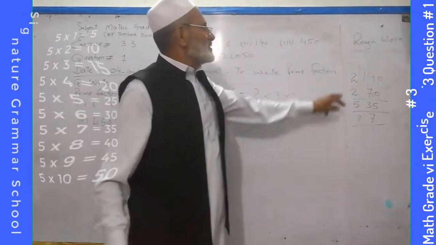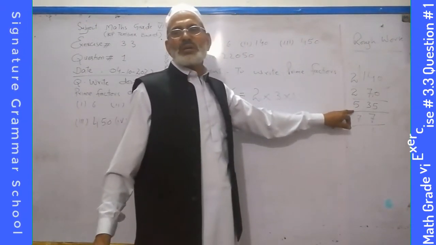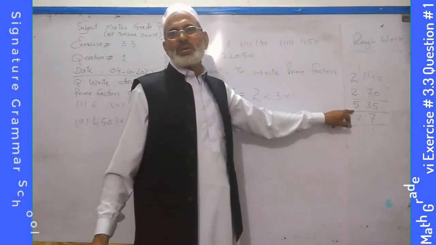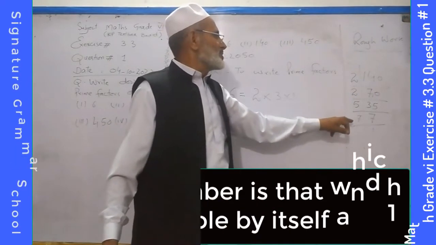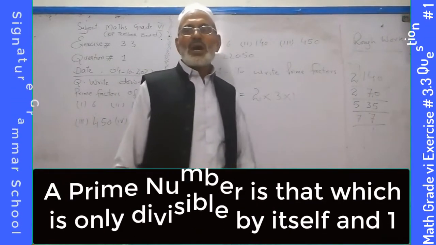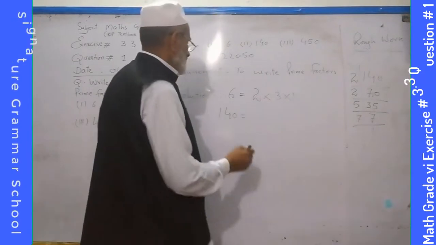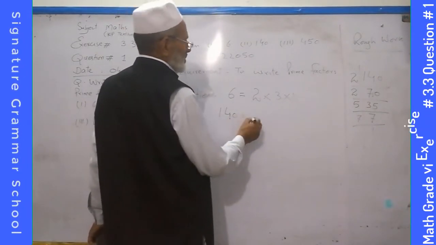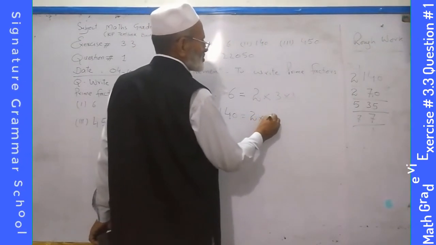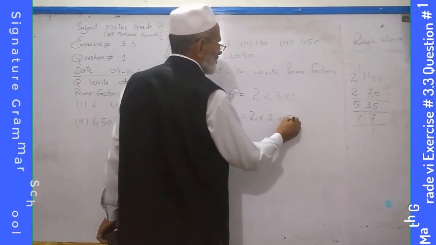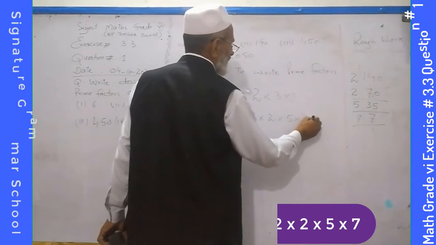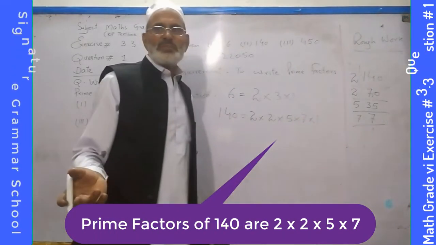Now all of these numbers can be divided by itself and by 1. Therefore all of these numbers, 2, 3, 5 and 7, are prime numbers. Hence the prime factors of 140 will be 2 into 2 into 5 into 7. You may write 1 or you may not write 1.